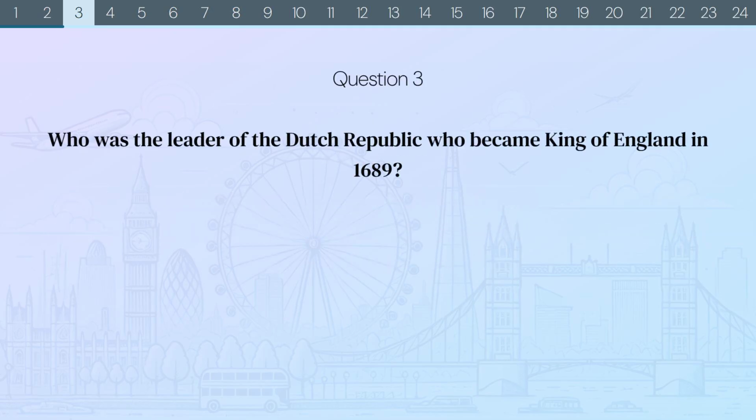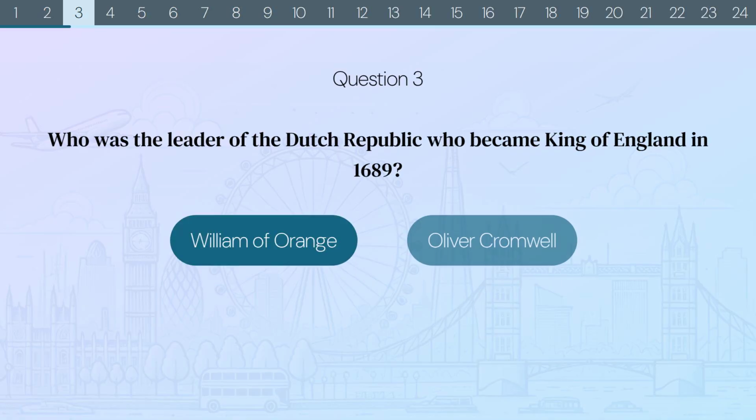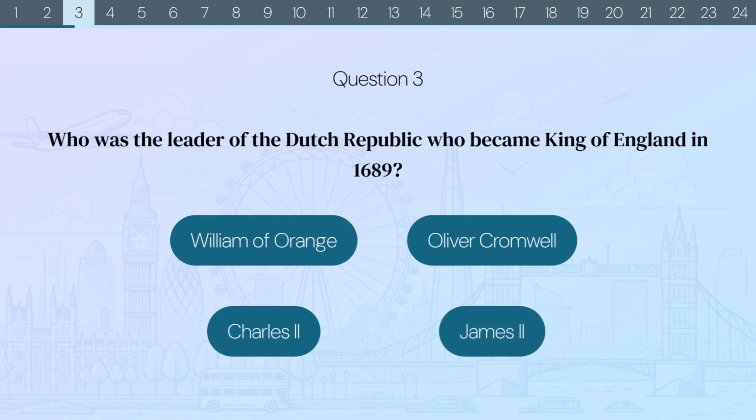Question 3. Who was the leader of the Dutch Republic who became King of England in 1689? William of Orange, Oliver Cromwell, Charles II, or James II? The correct answer is William of Orange.